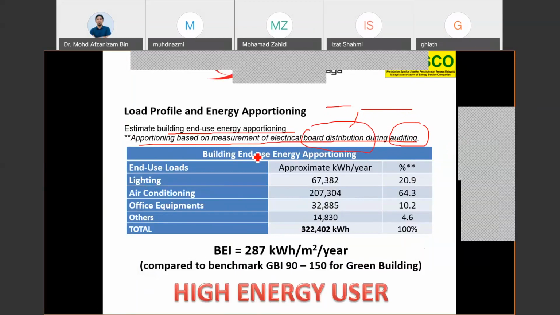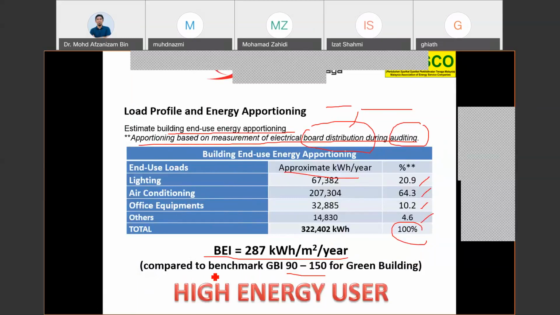Okay, building energy use apportioning and load. That's right. Lighting 20%, air conditioning 65%, office equipment 10%, others 4%, total 100%, which is 332,402 kilowatt hour. Building energy index 287 kilowatt hour per meter square per year, compared to benchmark BEI 190-250 for green building.